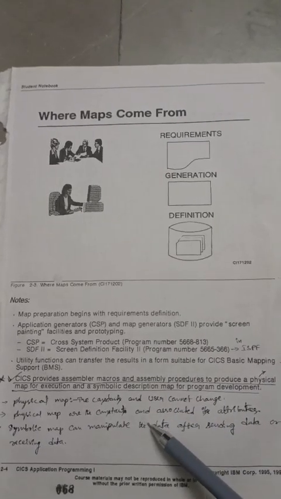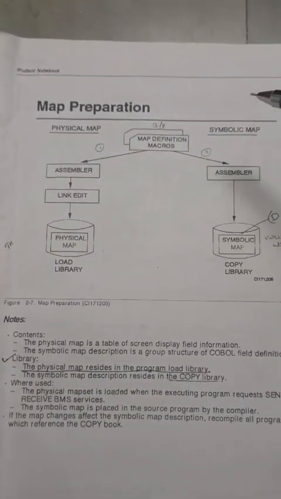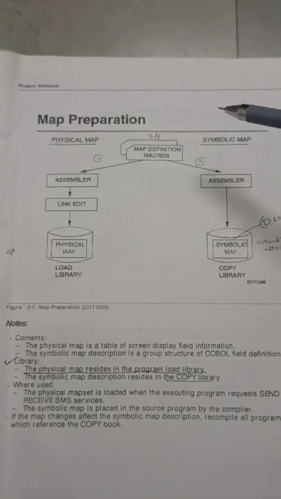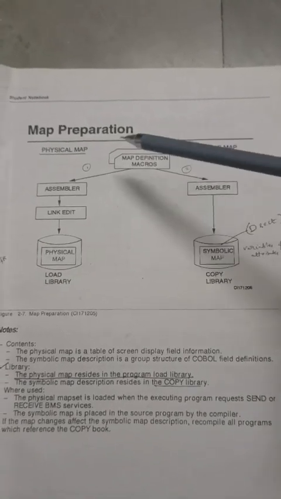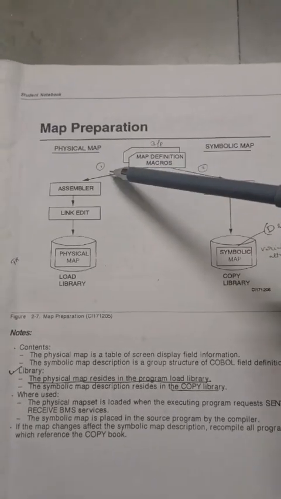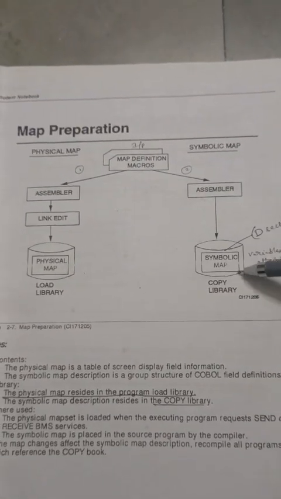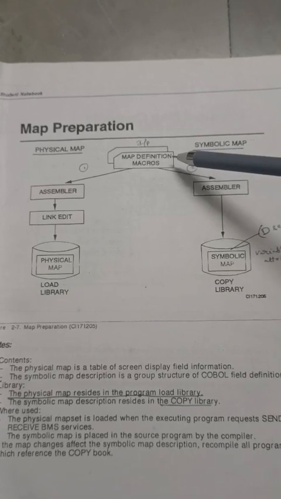The physical map we can create through the BMS map tools. This is how map preparation and execution work. This is the physical map: on the left side it prepares the physical map, and on the right side it generates the symbolic map. This shows how the map preparation executes.